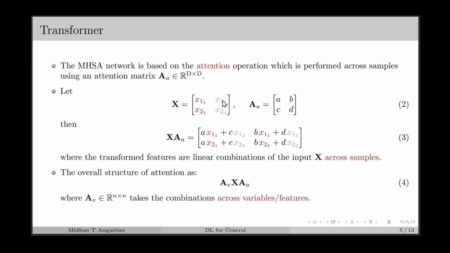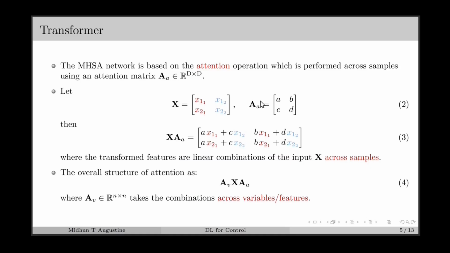Since we have two samples in the dataset, that attention matrix will be a 2 by 2 matrix, for which the elements are denoted by A, B, C, and D. Now, if we take this operation x times A, here we right multiplied the dataset with the attention matrix, we obtain the output as in equation 3.